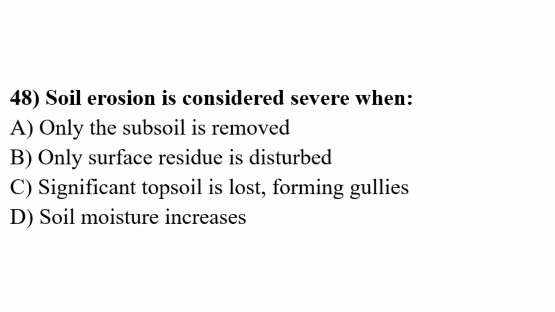48. Soil erosion is considered severe when: A. Only the subsoil is removed. B. Only surface residue is disturbed. C. Significant topsoil is lost, forming gullies. D. Soil moisture increases. Answer: C. Significant topsoil is lost, forming gullies.